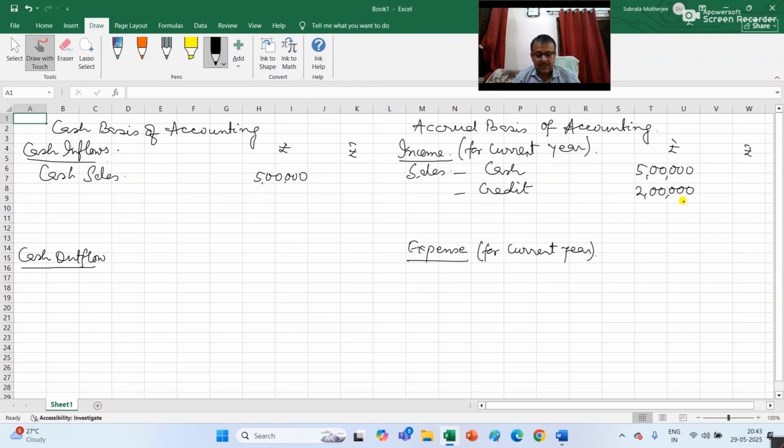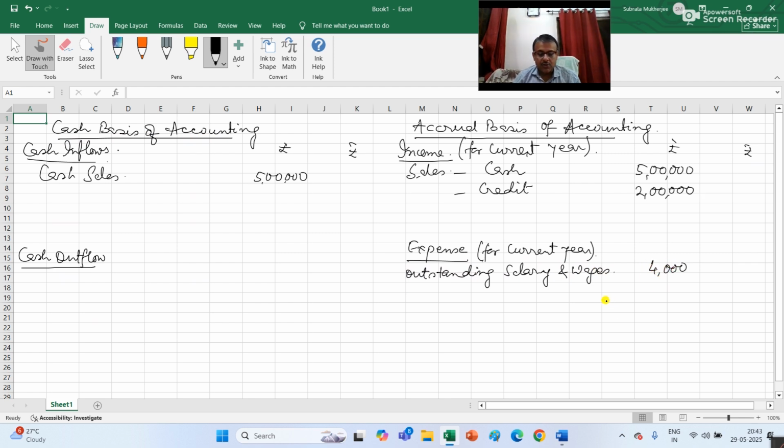The next transaction is outstanding salary and wages. So the journal entry is salary and wages account debit to salary and wages payable. So this is the current year expense. So under expense or rather accrual basis of accounting, I will write the salary and wages outstanding. So here I am writing outstanding salary and wages. The amount is for rupees 4,000.